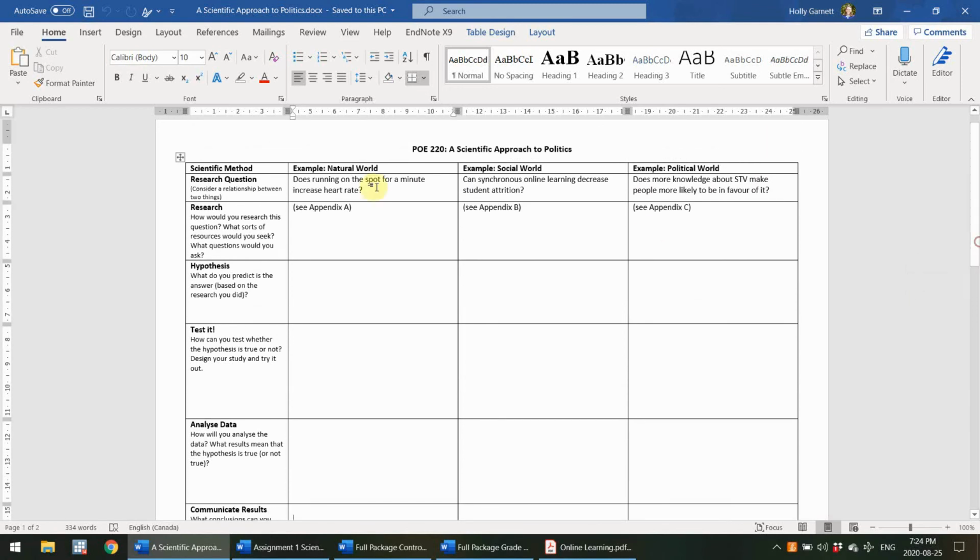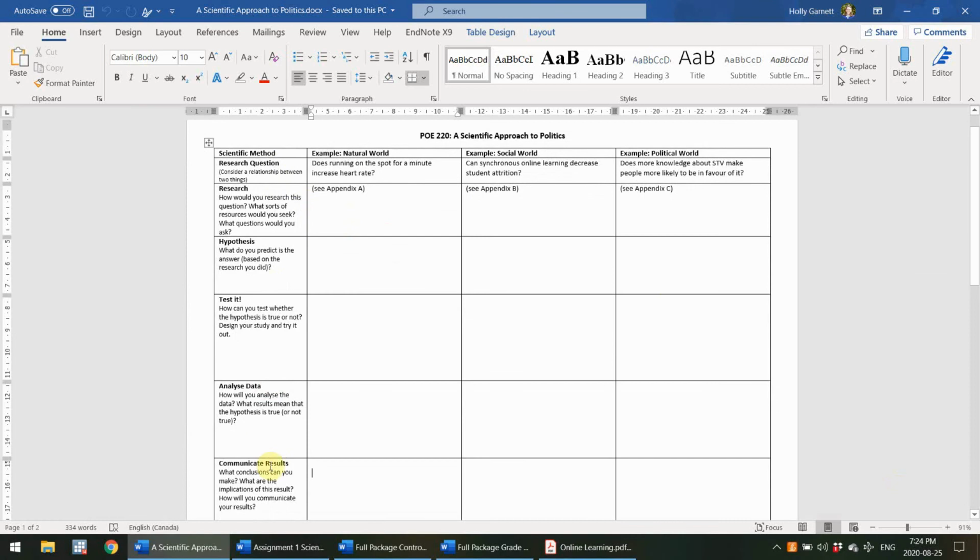And you can see pretty easily how it works for the natural world. The question, of course, is how do we apply that then to the social world and to the political world? So let's apply an example to the social world now. The question would be, can synchronous online learning decrease student attrition?